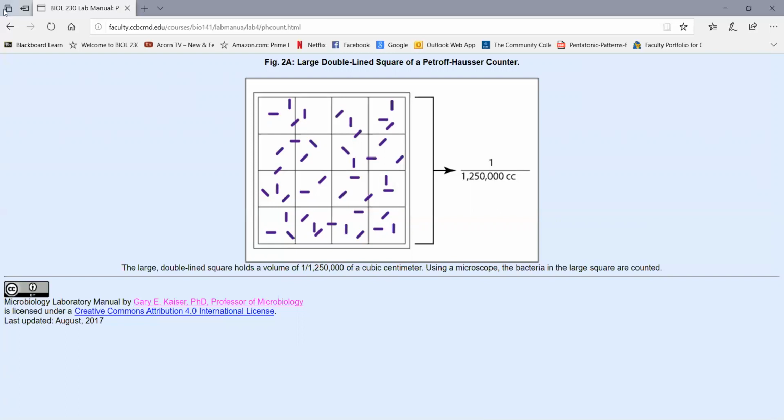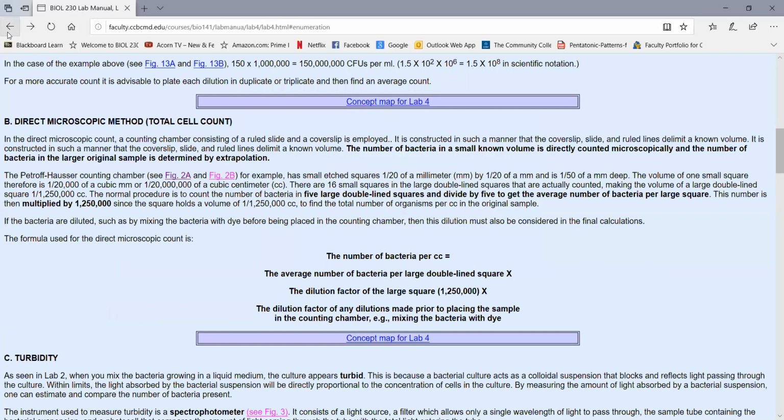So there's a formula we use for this. And we're trying to determine then the number of bacteria per cubic centimeter in the original sample of E. coli. And when you have the quiz problems, you'll have the formula. I'll provide that, and I'll provide a calculator. So the average number of bacteria per cubic centimeter equals the average number of bacteria per large double-line square. Now, the number in a double-line square we get by actually counting.